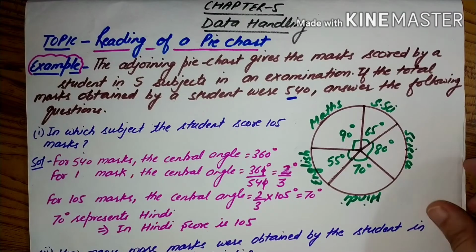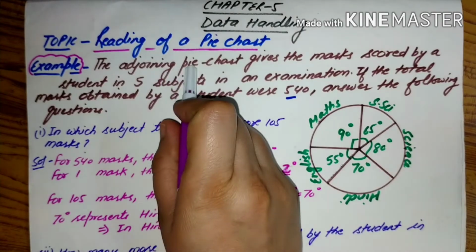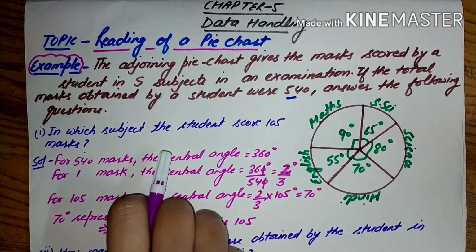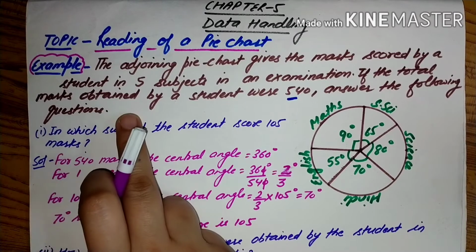Hello students, today we are going to continue chapter 5 data handling, and the topic which we will study today is reading of a pie chart. Yesterday we have learned how to draw a pie chart. Today we will study how to read it. So let us take one example.